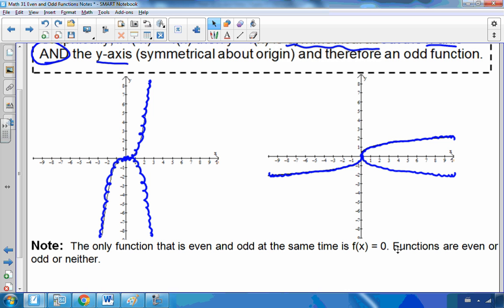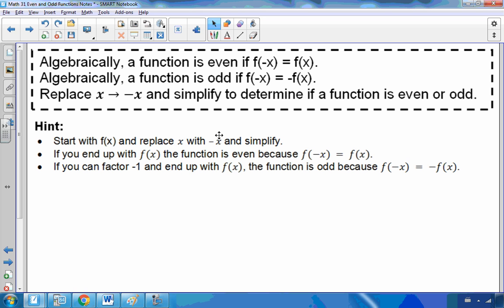So functions we can say are even or odd or neither. Let's look at this from an algebraic perspective. Algebraically, a function is even if f of negative x equals f of x. Algebraically, a function is odd if f of negative x equals negative f of x. Notice that both of these definitions start with an f of negative x.